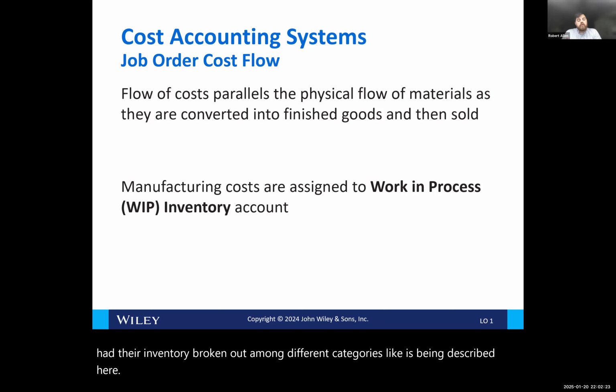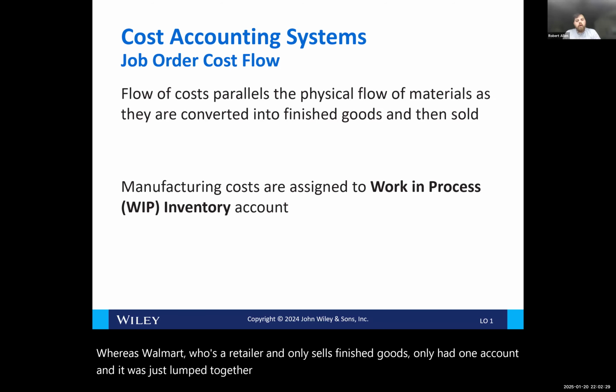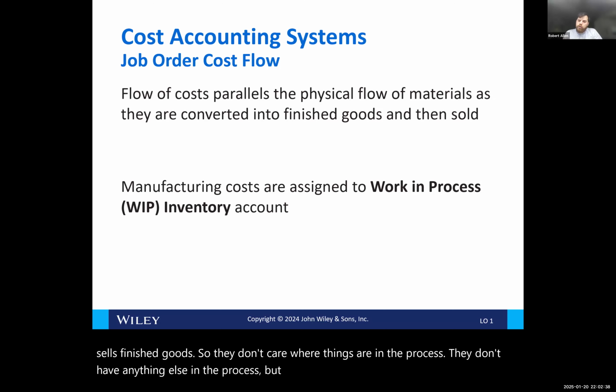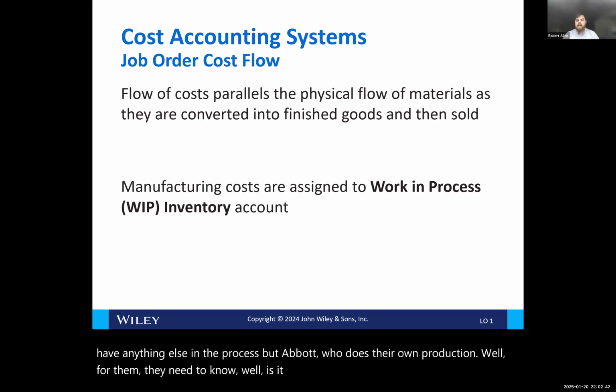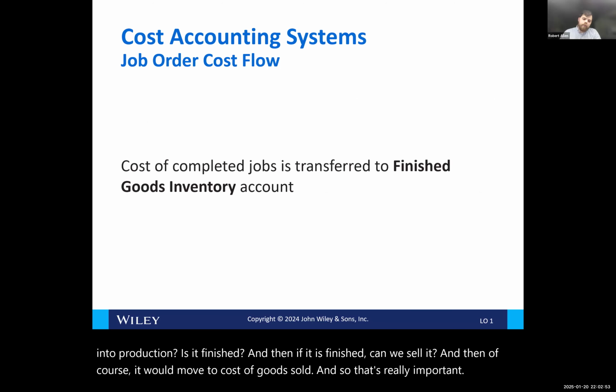Whereas Walmart, who's a retailer and only sells finished goods, only had one account, just lumped together, called inventory. That's because Walmart only sells finished goods, so they don't care where things are in the process. They don't have anything else in the process. But Abbott, who does their own production, needs to know: is this still just a raw material? Is it actually entered into production? Is it finished? And if it is finished, can we sell it? And then, of course, it would move to cost of goods sold. So that's really important for us to think about.